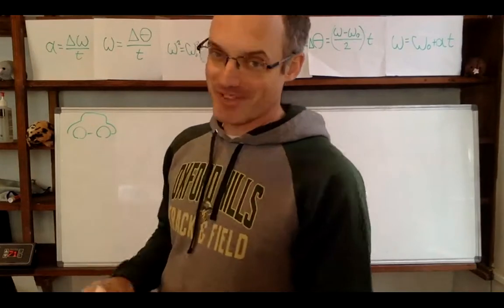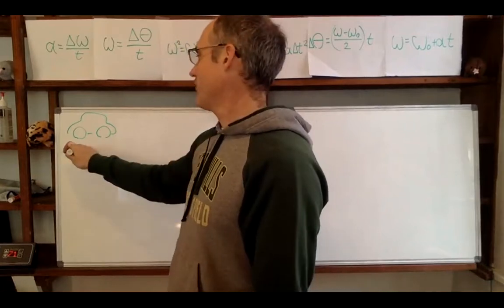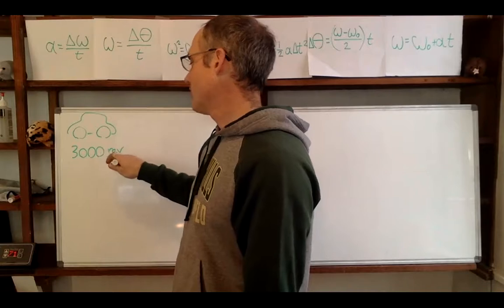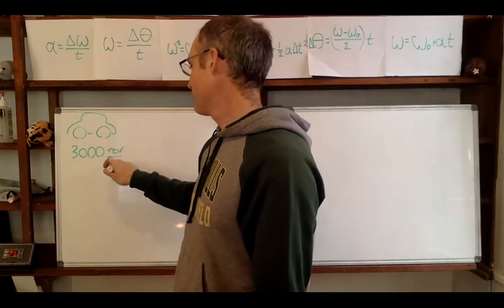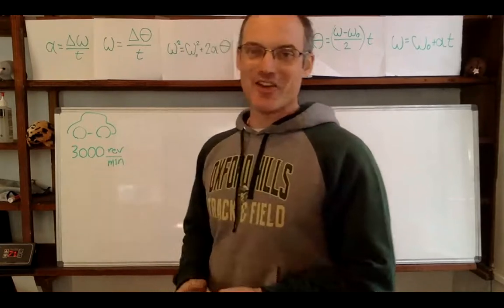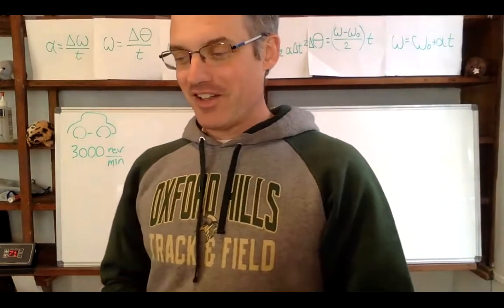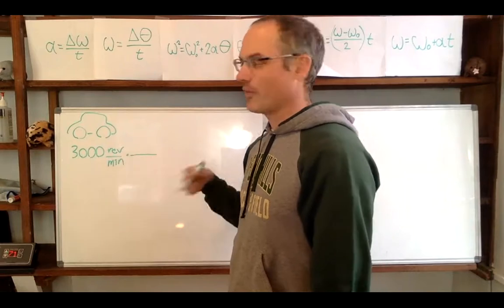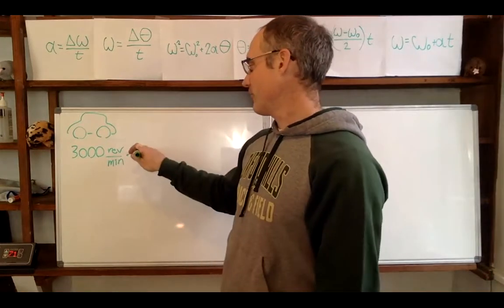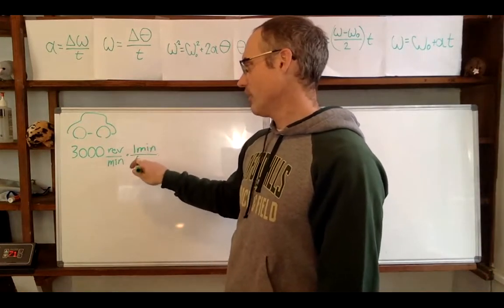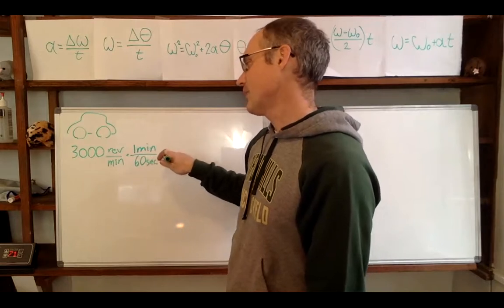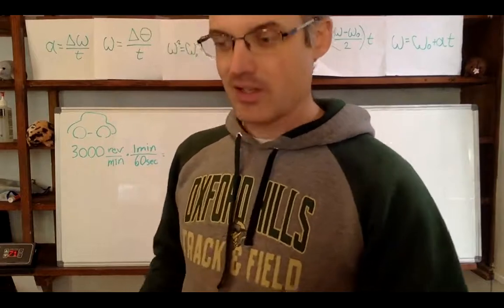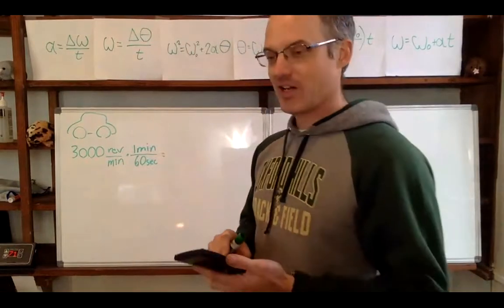My art has improved. So you're driving along, your engine's going at 3,000 revolutions per minute. RPM, revolutions per minute. Weird unit, right? We don't usually measure things in minutes. We like to measure things in seconds. But unfortunately, we all know that there's 60 seconds in a minute.